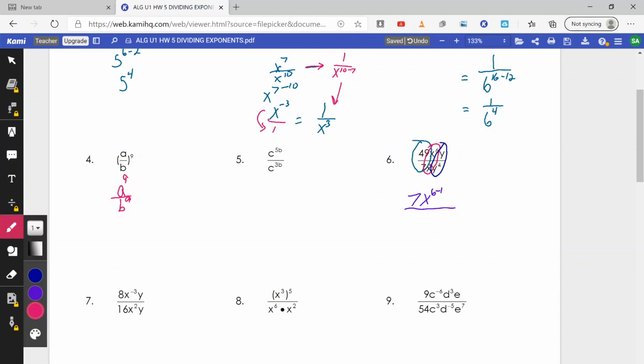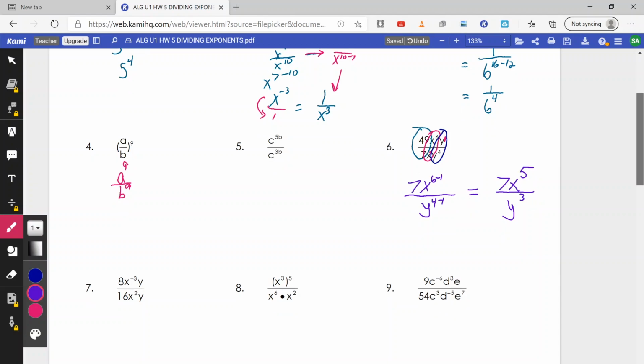And then for the y's, we see that we have y over y to the 4th. Technically, that y on top has an exponent of 1. So y to the 1st divided by y to the 4th. The larger exponent is on the bottom, so this tells me y is going to be on the bottom. And we subtract 4 minus 1. And I will simplify. So 7x to the 5th, after doing 6 minus 1, and y to the 3rd. Y to the 3rd power. Notice everything is positive exponents.